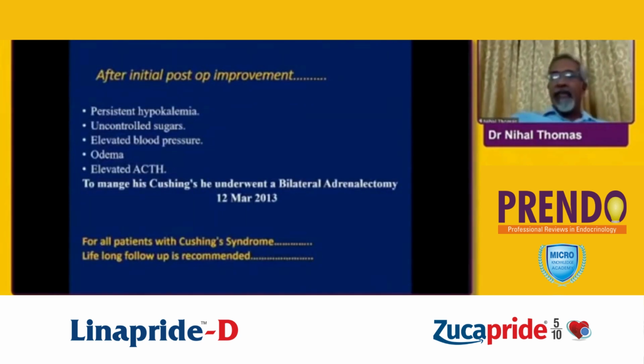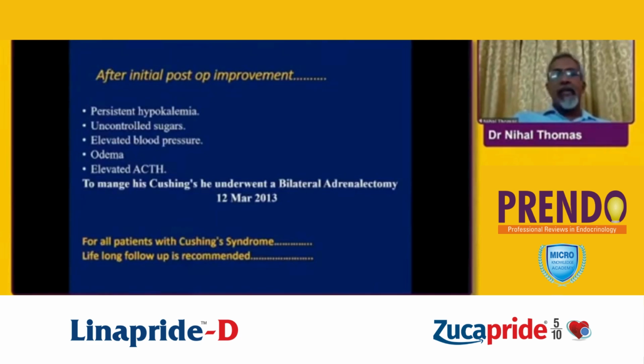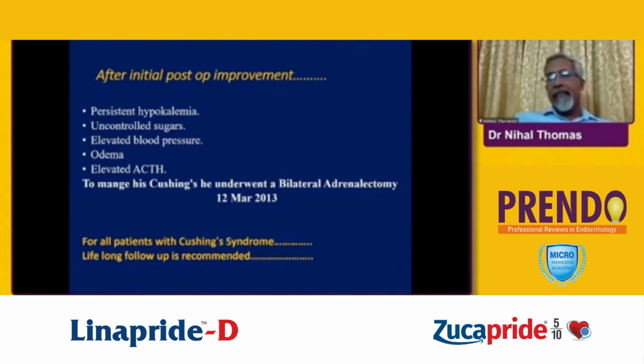So after the surgery, he did not have remission. There was persistence of hypokalemia, hyperglycemia, hypertension, and edema, and the ACTH levels were also elevated. So for all patients with Cushing's, obviously, you need to have a lifelong follow-up. This patient, because of his aggressive, persistent disease, underwent a bilateral adrenalectomy shortly later.